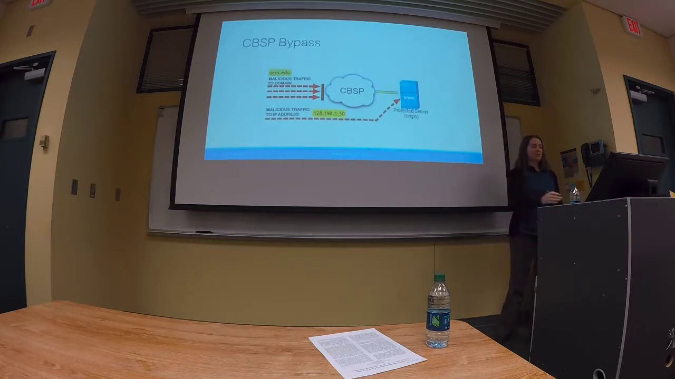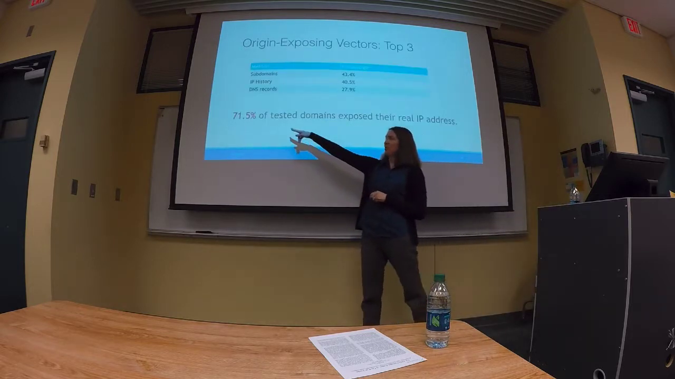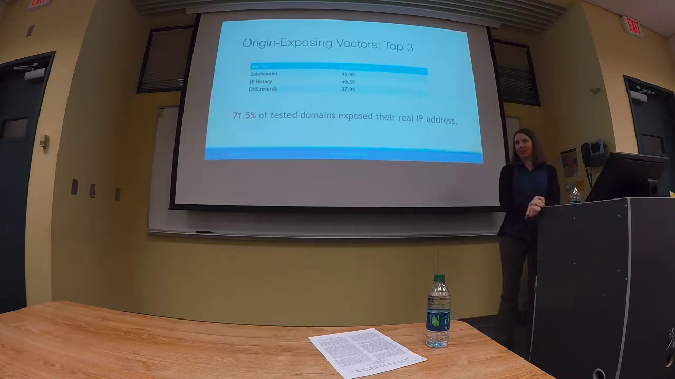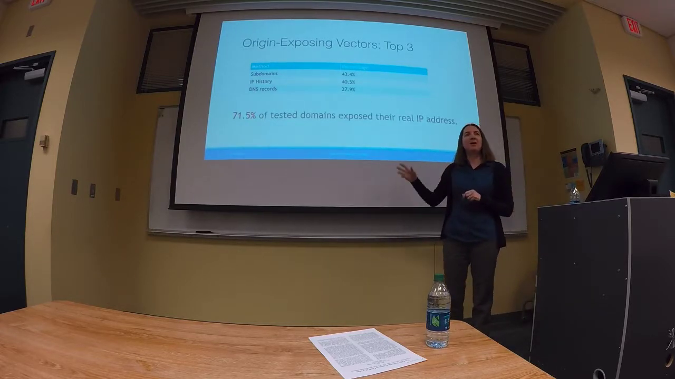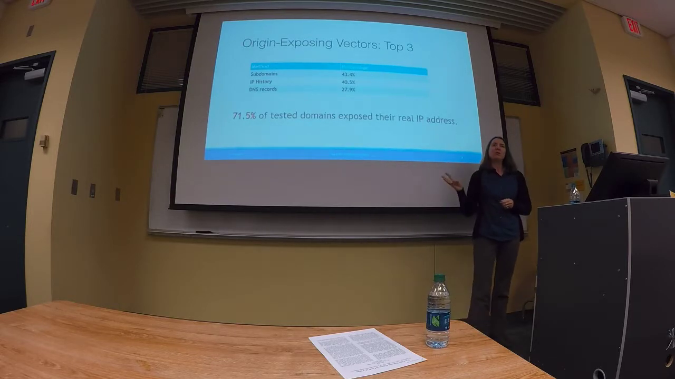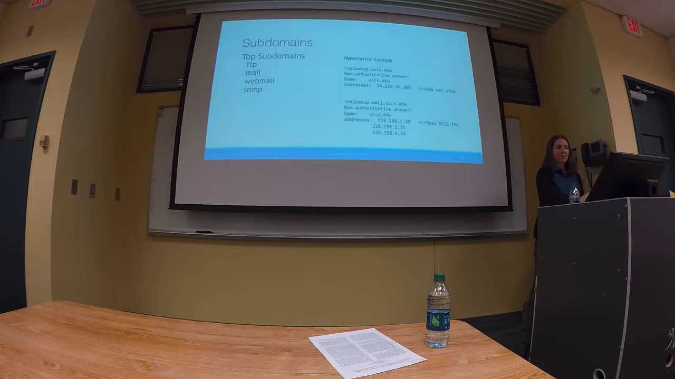That is the written solution to this problem that unfortunately 71.5% of the tested domains did not implement. So that's almost 72% of all companies who are paying for this protection can be hacked. So the point of this paper is, how can I find your IP address so that I can directly hack you? I'm going to cover only the top three in interest of time, and because they really represented the largest majority of vectors to attack you with. The subdomains, IP history, and DNS records.